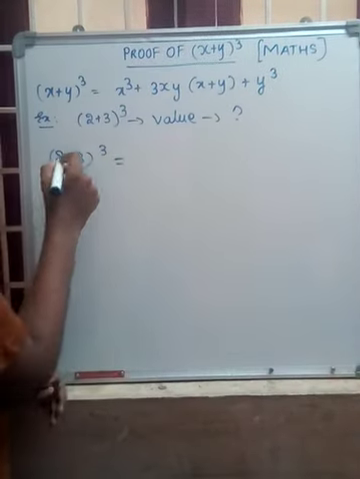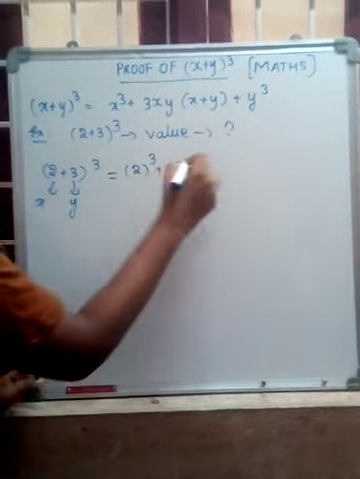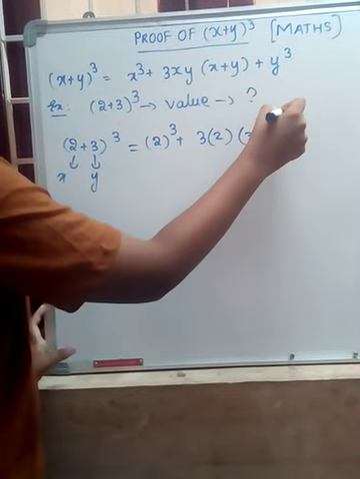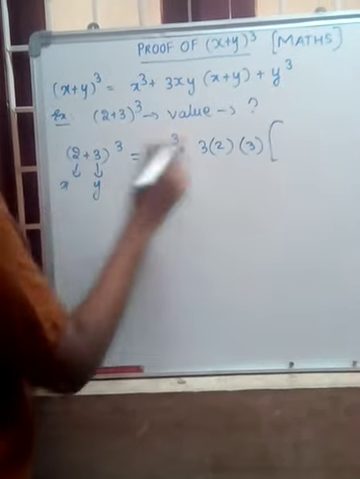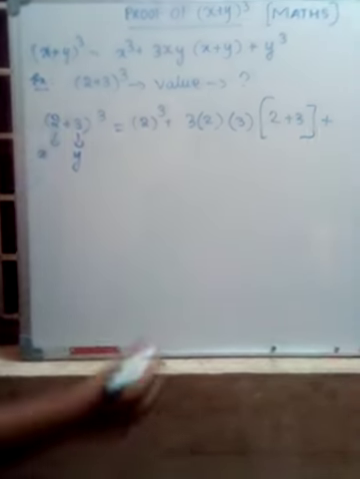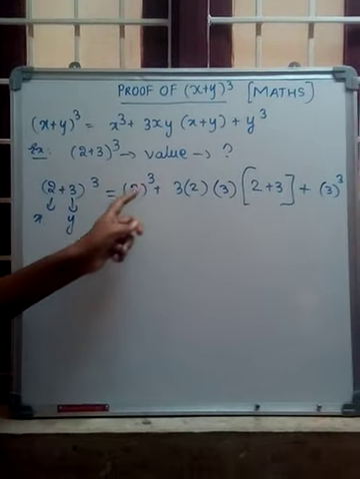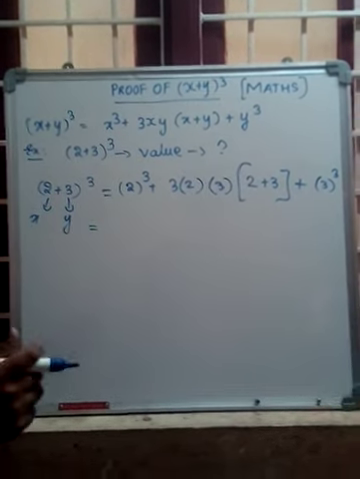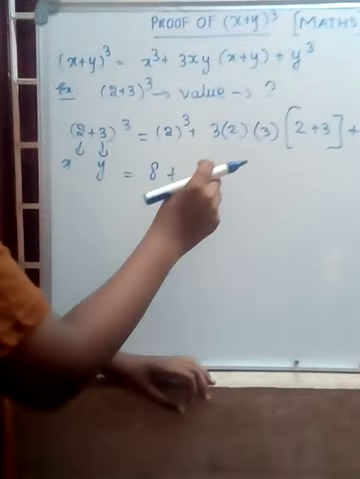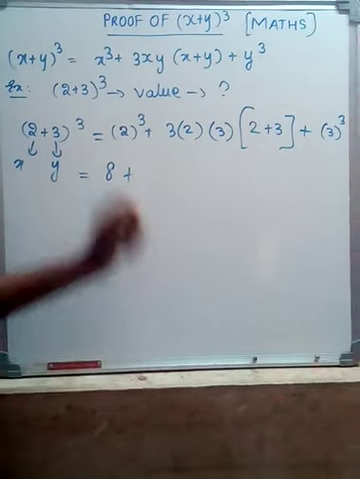Let's start. X cube, that is 2 cube, plus 3xy. X is 2. 3 into 2 into y is 3, into x plus y, 2 plus 3, plus y cube. Y is 3, so 3 cube. Here 2 cube, 2 is multiplied 3 times: 2 into 2 into 2, that is 8. Plus multiply 3 into 2 into 3. Here full multiplication is there. 3 2s are 6. Again 6 into 3, 18.